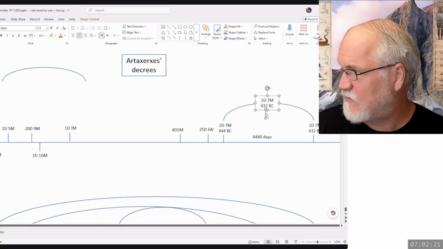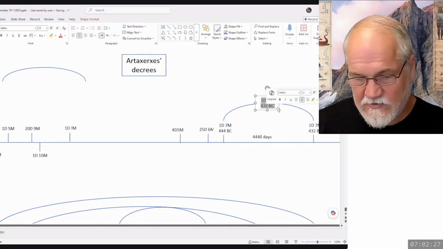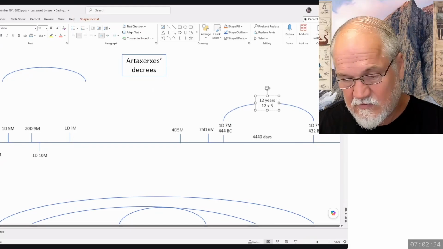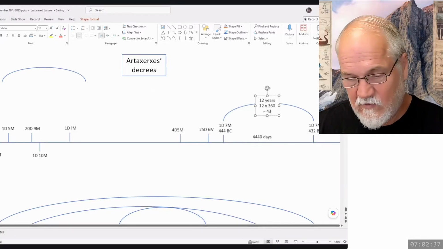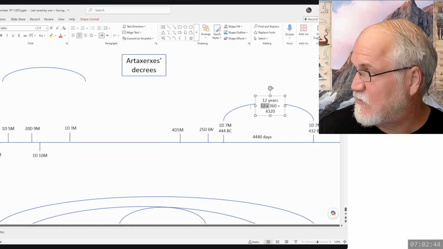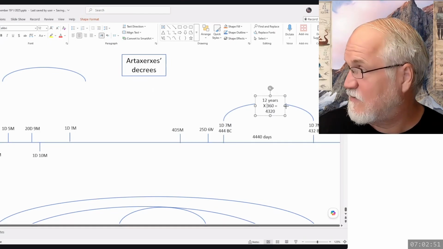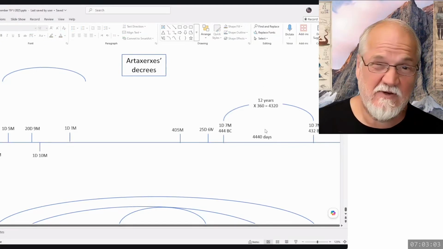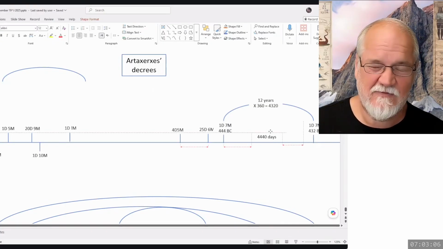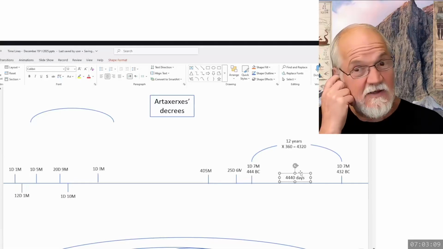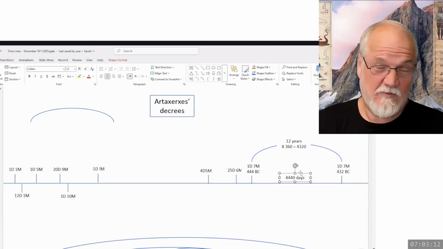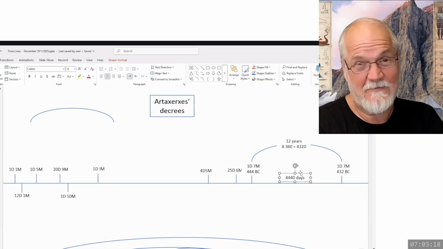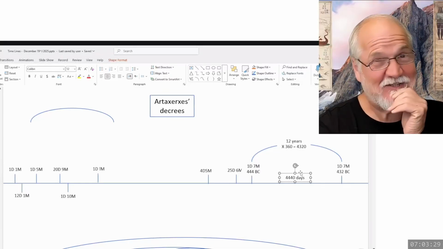So you're going to have 12 years, and that is 12 times 360 equals 4320. So I could have probably just put 12 times 360. Does that make sense to people what I'm doing here? So you can see how this period of 12 years between the first day of the 7th month and the first day of the 7th month ties us to 444 BC, but also the 12 years ties us to 432 BC. Any comment on that? Everybody understands this clearly?